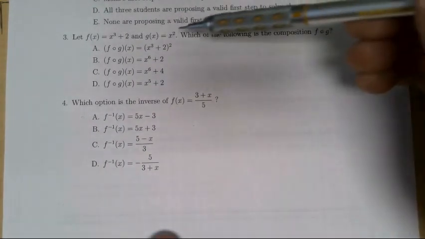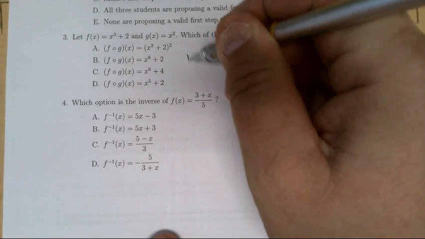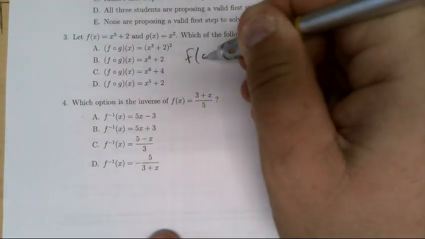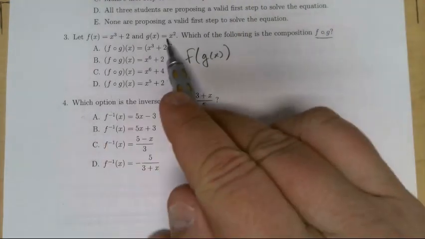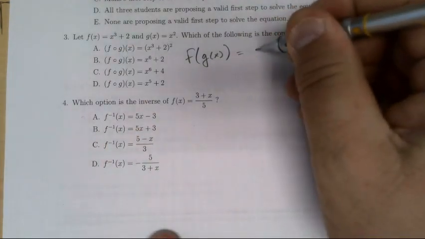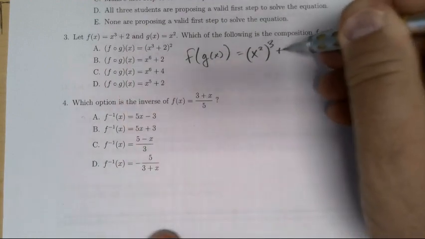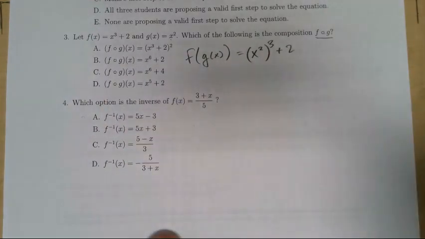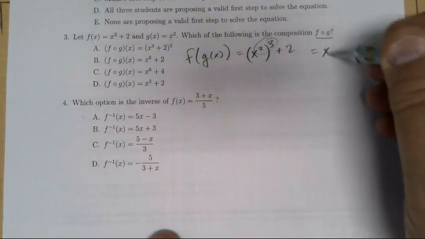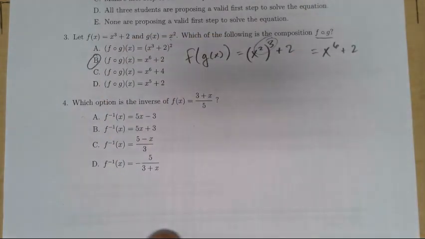Let f of x be x cubed plus 2 and g of x be x squared. Which of the following is a composition? Composition means one is going into the other. So I need to go, what is f of g of x? So g goes into f. So it's going to be x squared cubed plus 2. See how I put that inside of that? But this I can expand. That gives me x to the 6th plus 2, which is right there, choice B.